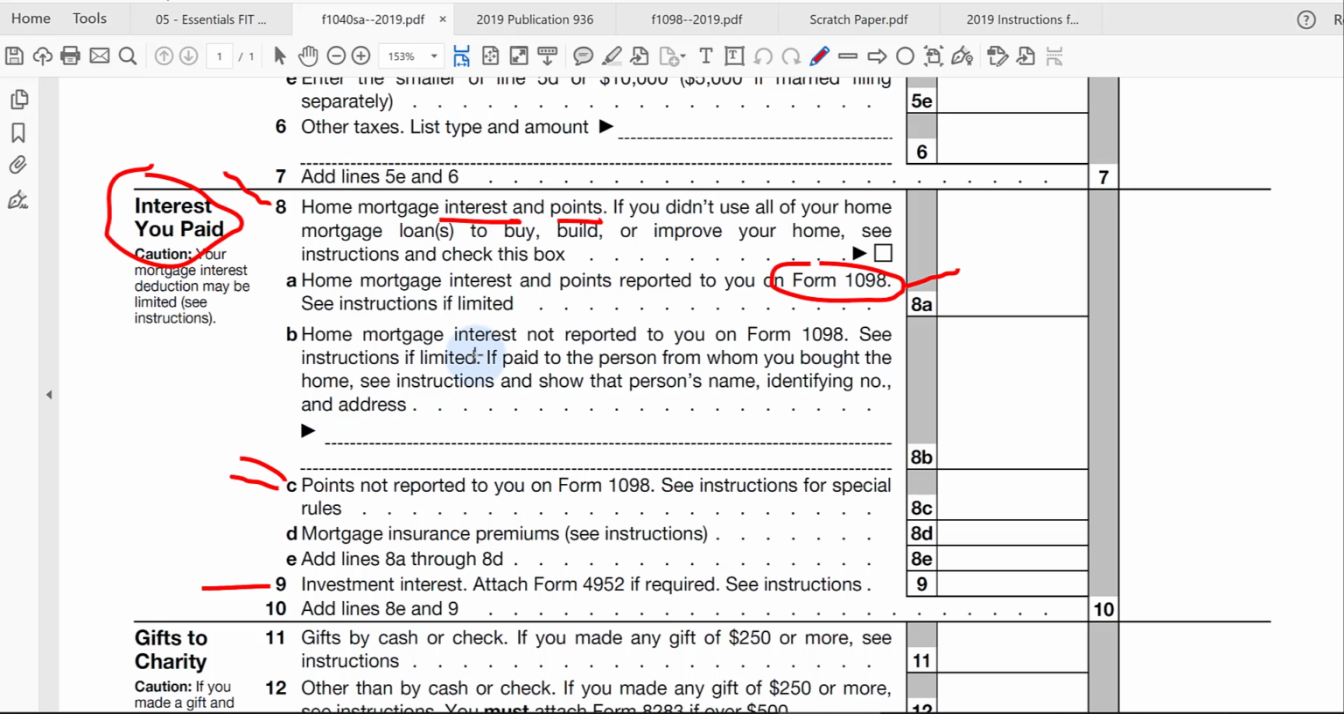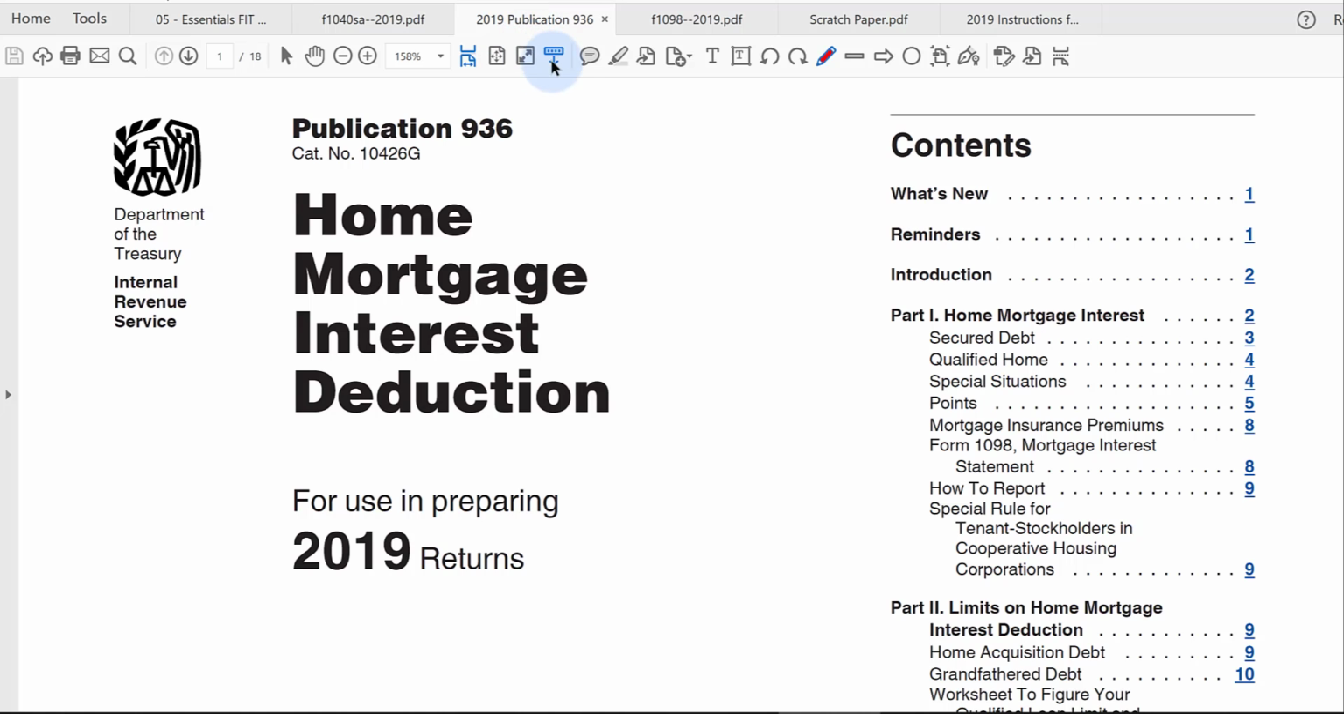The type of interest is called here on this Publication 936, if you need to find more information, home acquisition debt. That means you're borrowing money, that's debt, and you're acquiring your home, you're buying your home, you're constructing your home, you're making improvements to your home. Maybe it's a leasehold property and you're buying the land, the fee interest.